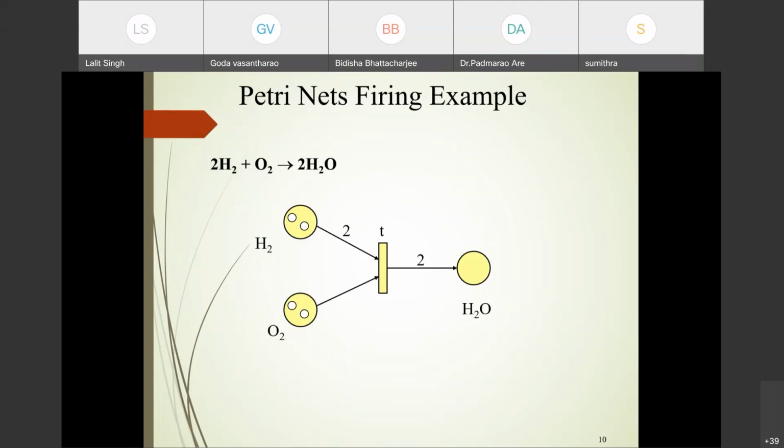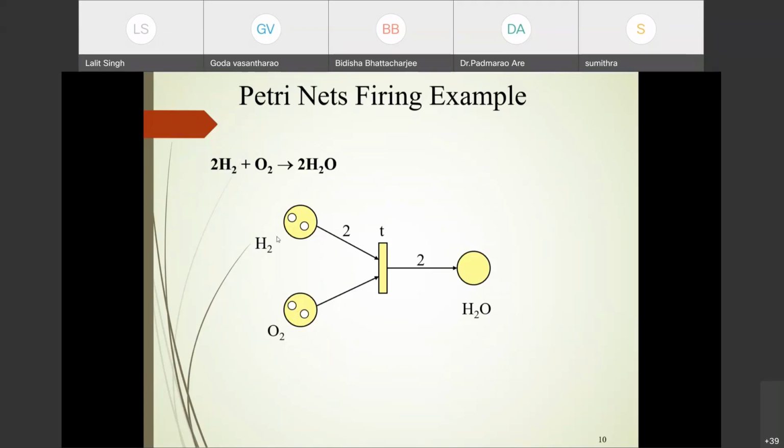What I wanted to emphasize is that it depends on the context, what actually you are modeling. For example, if I want to model the chemical equation, I'm using these tokens to represent the number of atoms. So hydrogen contains 2 atoms, similarly oxygen contains 2 atoms. So I have taken 2 tokens to represent oxygen, right? When we see the case study, we will see that these tokens are representing something else.